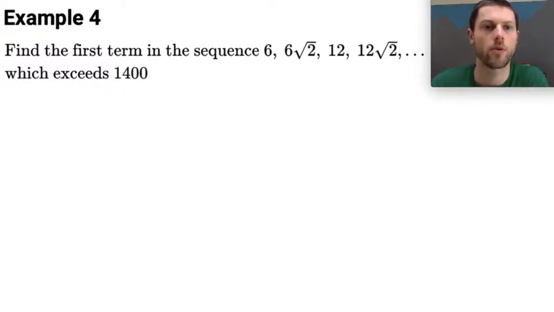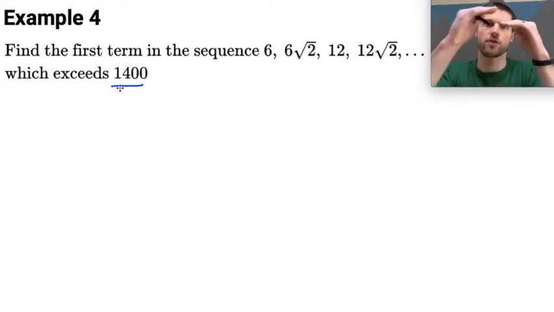In our fourth example, we want to find the first term in the sequence 6, 6 root 2, 12, 12 root 2, and so on and so forth, which exceeds 1400. So this is an infinite sequence. I'm told that because of this ellipsis. It continues forever, and my goal is to find out when I'm going to actually break through this 1400 mark.